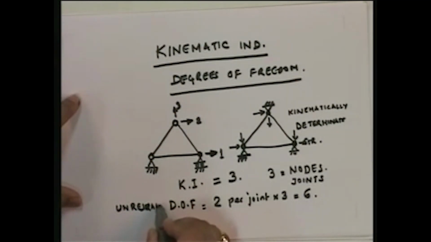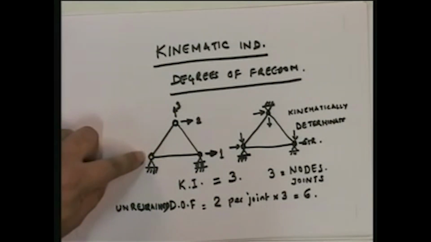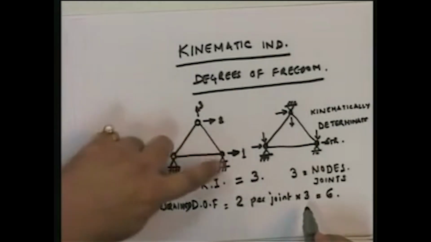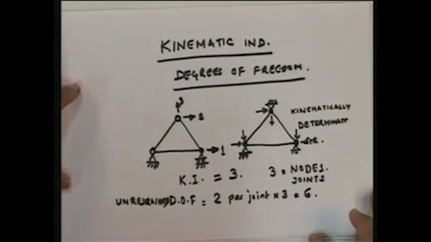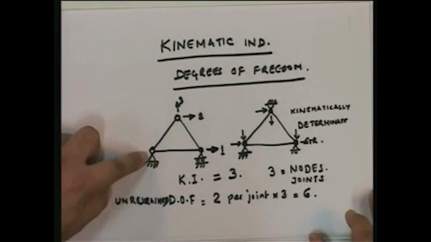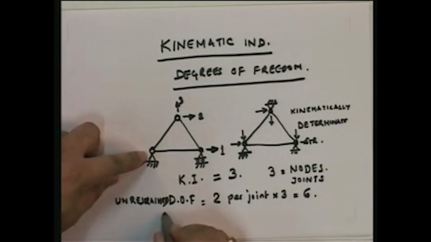In other words, if the truss did not have any support, then the number of degrees of freedom would be 6. However, you do have 2 supports in this structure. What are the supports? At one joint you have a hinge. A hinge, what does it stop? It restrains. So restraints.